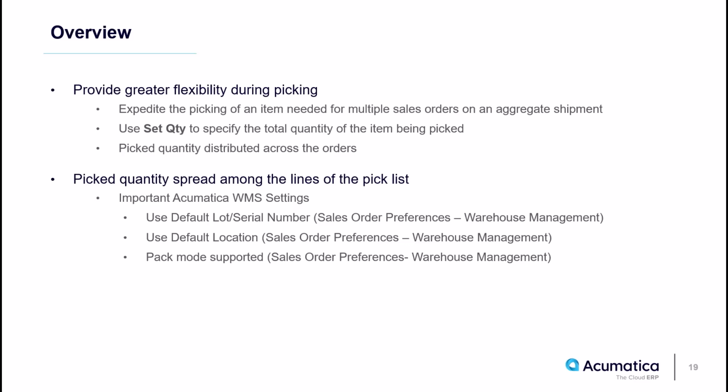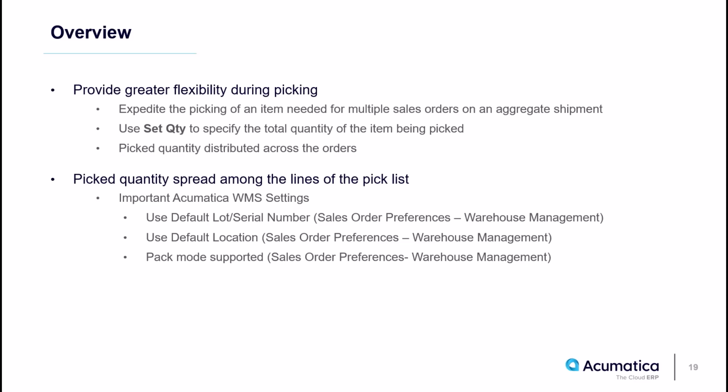There are some important WMS settings that drive the behavior of this feature. If an item is lot tracked and the use default lot serial number setting in sales order preferences for warehouse management is selected, the quantity is spread among all the lines for the item in the location. If not selected, the quantity is spread among all the lines for the lot in the location.